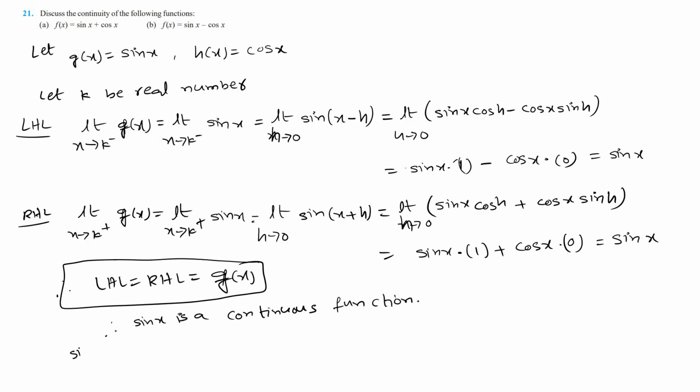Similarly, cos x is also a continuous function. Even at the start of the classes, we discussed that sin x and cos x functions are continuous functions. So cos x is a continuous function. Which means g of x and h of x are continuous functions.